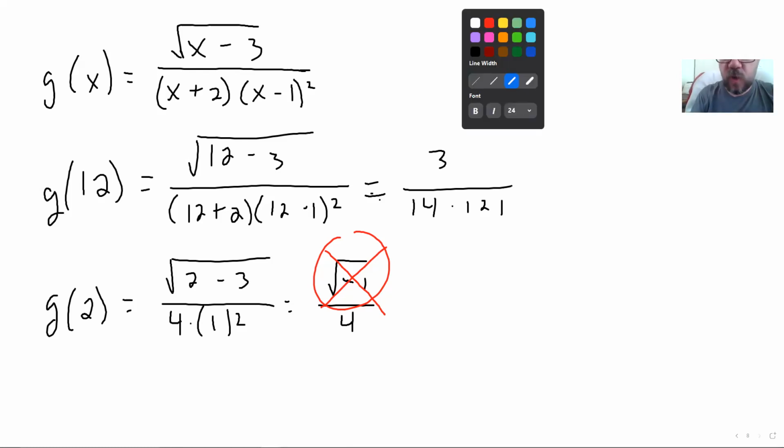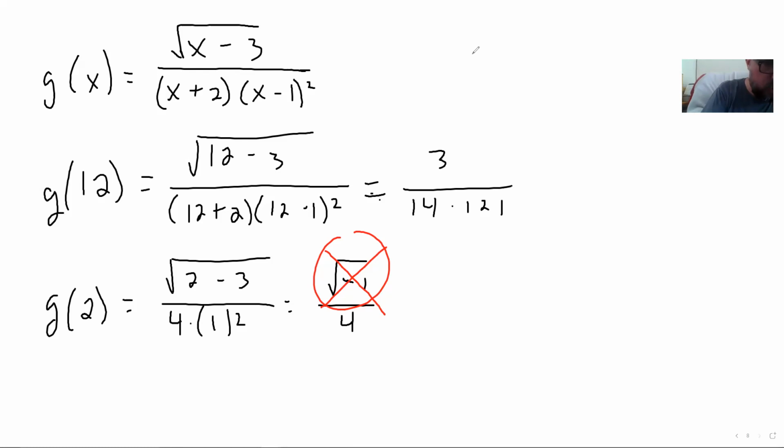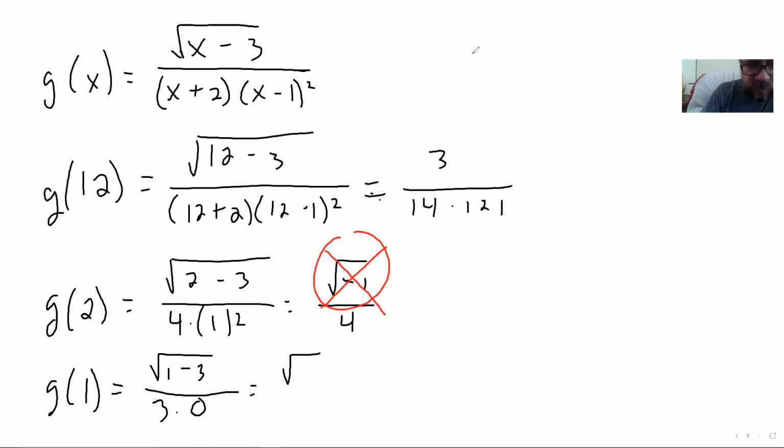Similarly, what if I tried to do g of 1? I would get the square root of 1 minus 3. That's already a bad sign, right? That's the square root of negative 2. 1 plus 2 is 3. 1 minus 1 squared is 0. And so here I've got the square root of negative 2 over 0. So that's bad in 2 ways, right? Again, I'm trying to take the square root of a negative number, but that's not the one I want to talk about this time. The one I want to talk about this time is the 0 in the denominator. That's bad, right? You can't divide by 0.